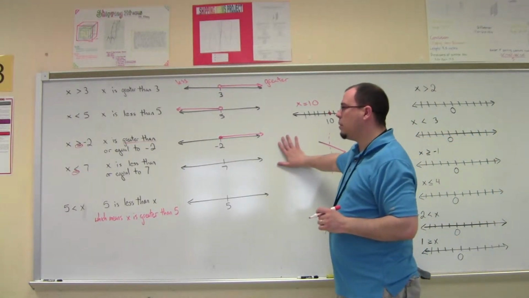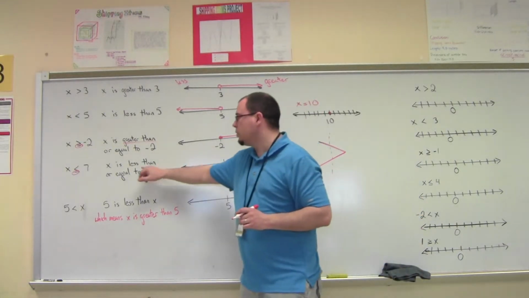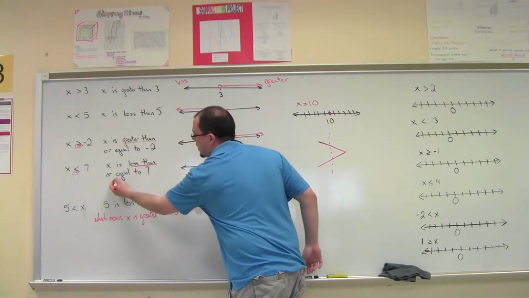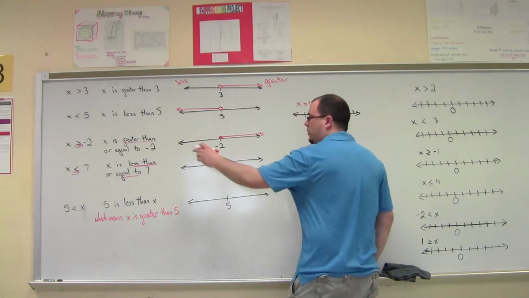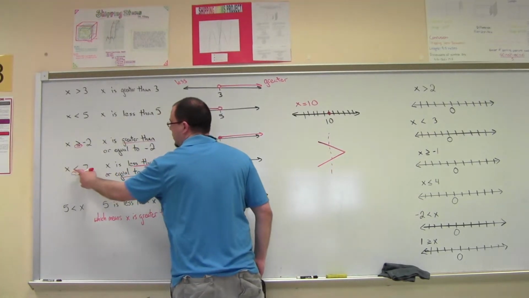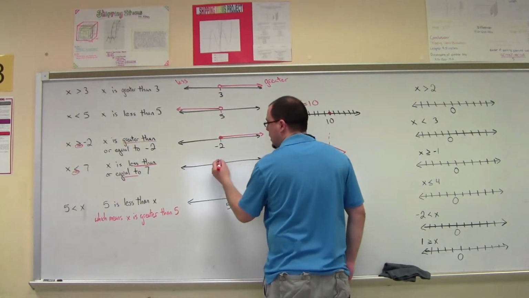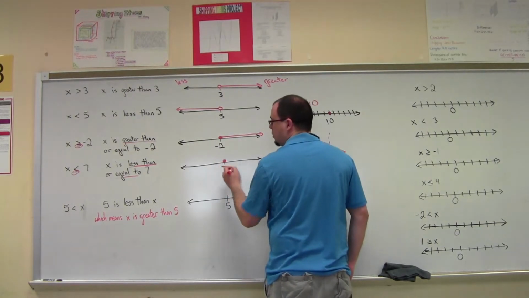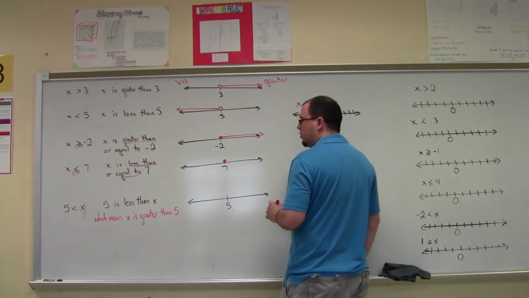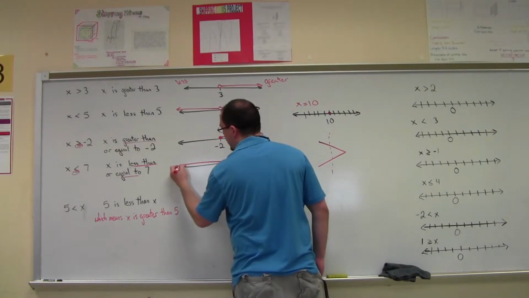The next example I'm going to show you, same idea, only we're using less than. But it's less than, it's also equal to. So we're going to find the number we're looking at. X is less than or equal to 7. We find 7, we put a closed circle. We want to shade to the left because that's the direction of less than.